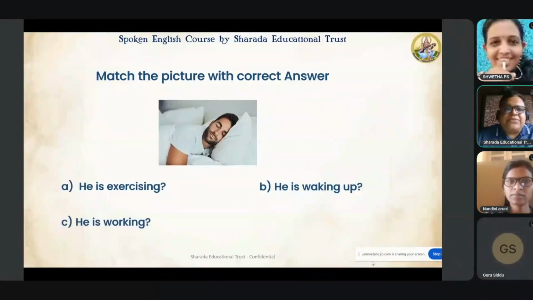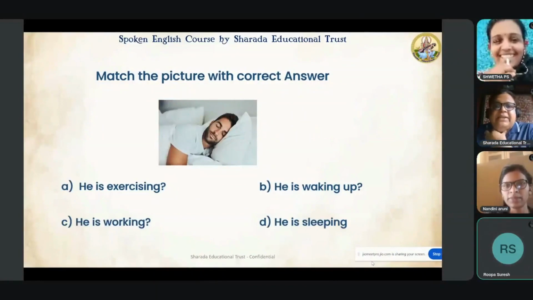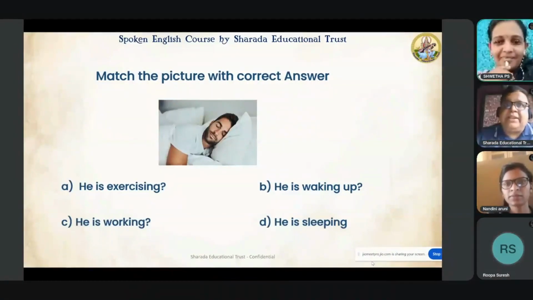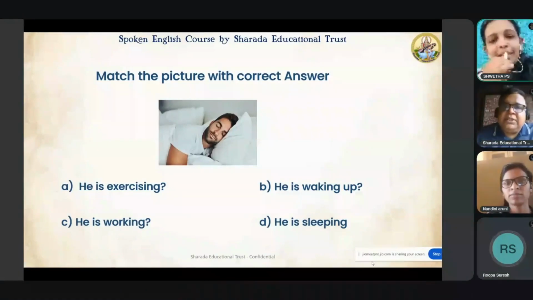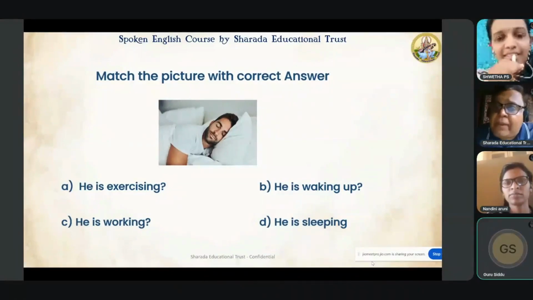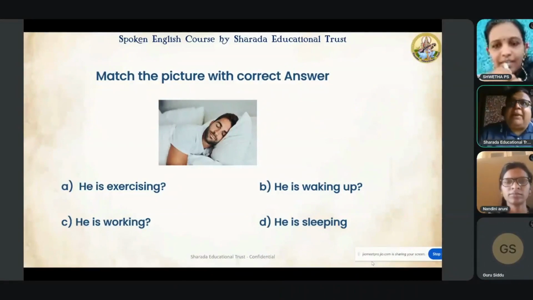He is exercising, he is waking up, he is working, he is sleeping. Option D. He is sleeping. Again, what is sleeping? Shweta, what is sleeping? Sleeping is what? Action. No, I'm asking in advance, what is it? Verb. Verb, sir.